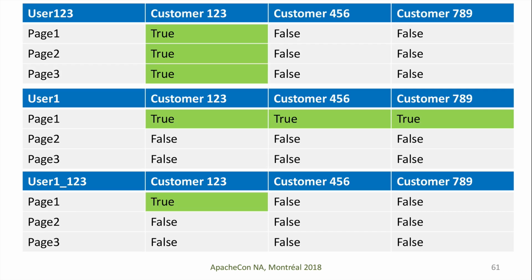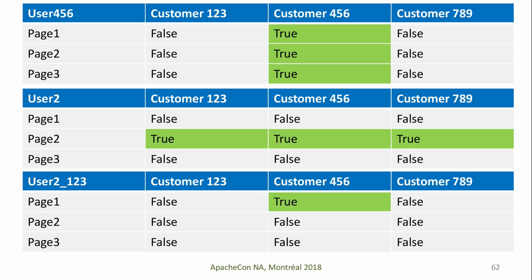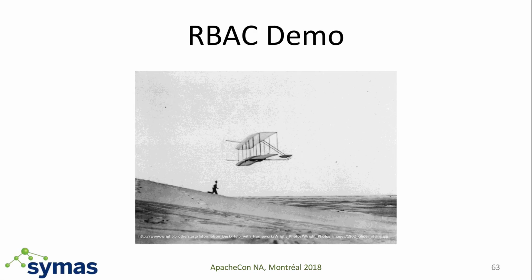Okay, so we're going to look at that right now. We're able to do things like this, where we can slice and dice however we want. We can say, hey, this user here, 123, has access to all the pages in the app, but only for one customer, customer 123. And user 1 has access to a single page for all customers. Or this user here, user 1, 123, has access to a single page, single customer. Okay, so that's the security requirements behind it. Let's see what it looks like.